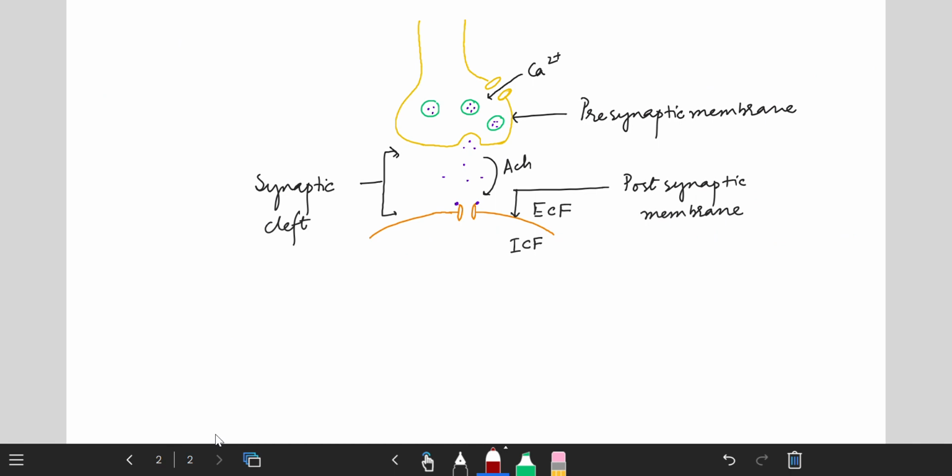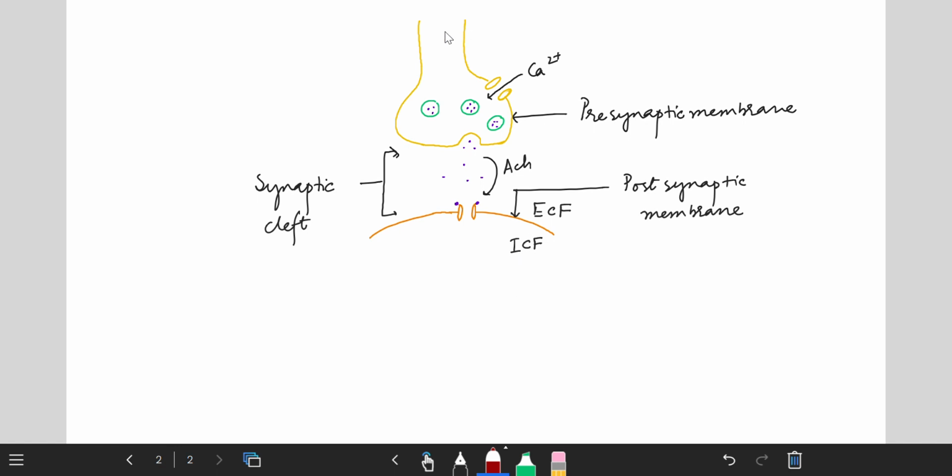Okay, clearly you can see the space is called the synaptic cleft or synapse. The neuron which is present before the synapse is known as the presynaptic neuron, and the membrane of this presynaptic neuron is the presynaptic membrane. And the membrane of the postsynaptic neuron, after the synapse, is the postsynaptic membrane; that's why the name is post. This is extracellular fluid, outside the cell, and intracellular fluid, inside the cell.